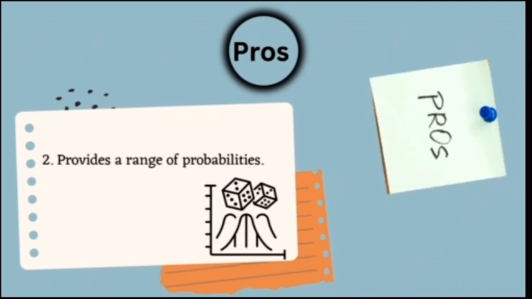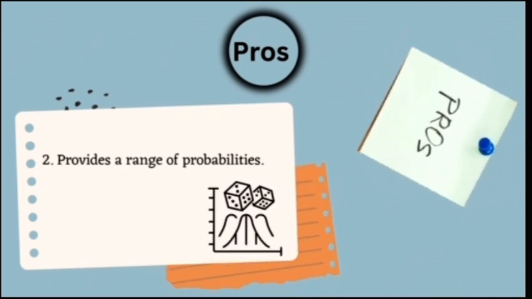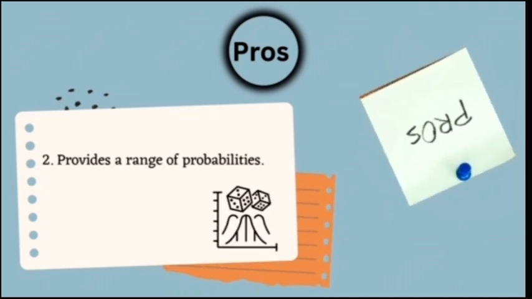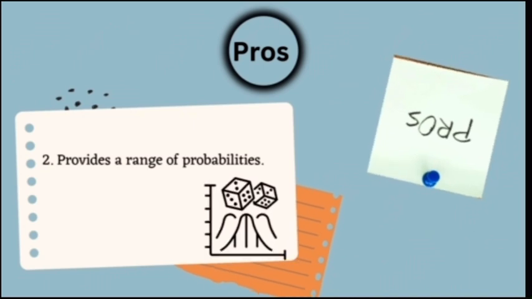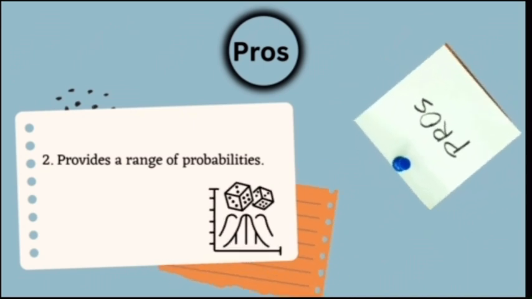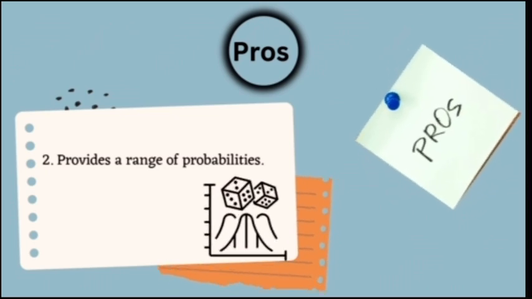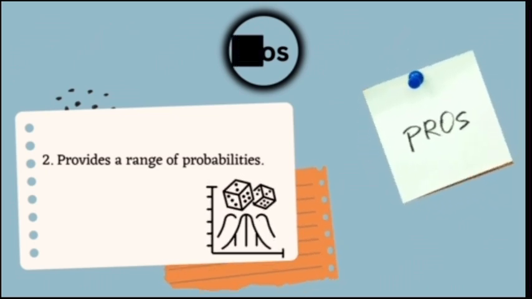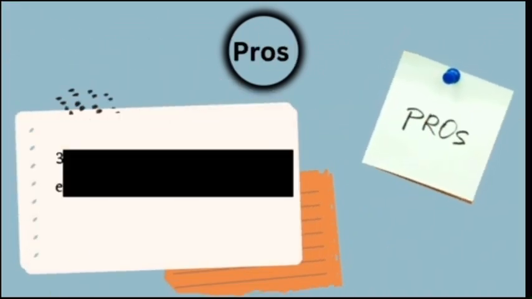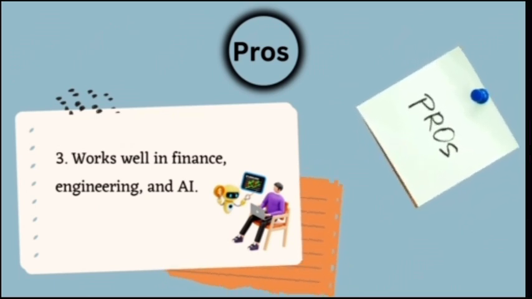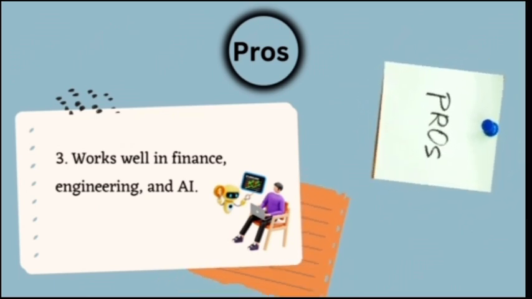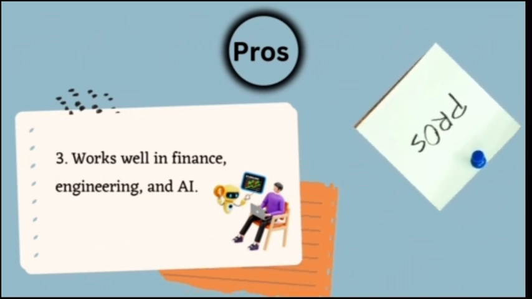Unlike traditional methods that give a single outcome, it runs multiple simulations to estimate different probabilities. This helps businesses and analysts understand possible risks and rewards before making important decisions. It works well in finance, engineering, and AI. This method is widely used across industries.